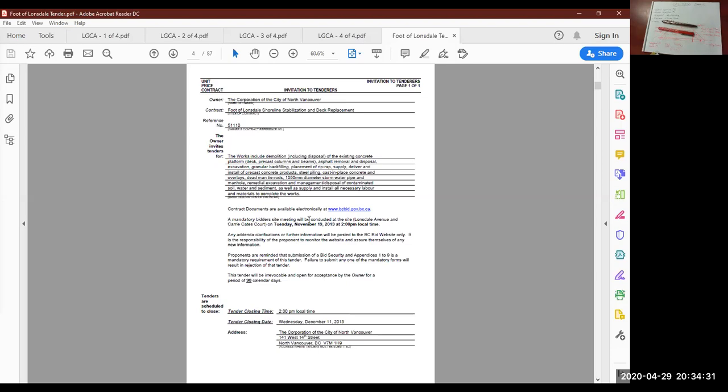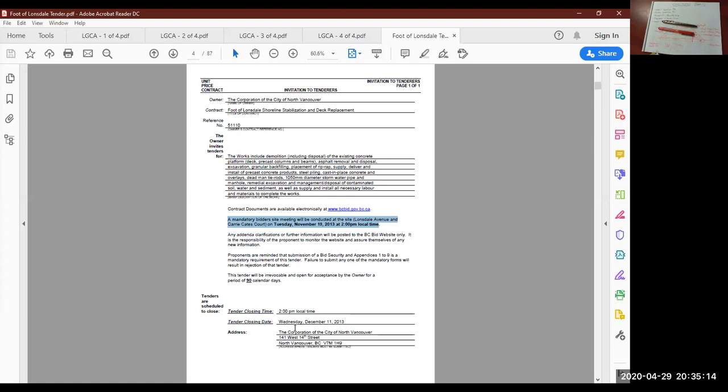This line here tells you that there's a mandatory, notice it says mandatory, bidders meeting on such and such date. So the importance of that is if it says a mandatory bidders meeting, that means if you want to bid the project, so submit a tender for that project, you have to show up at the meeting. Under no circumstances can you miss that meeting. If you miss the meeting, they will not accept your tender. So that's important. Only if it says mandatory meeting. Quite often it says optional meeting.